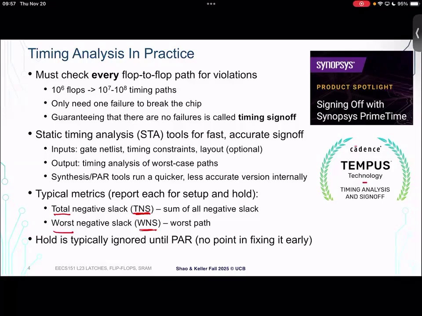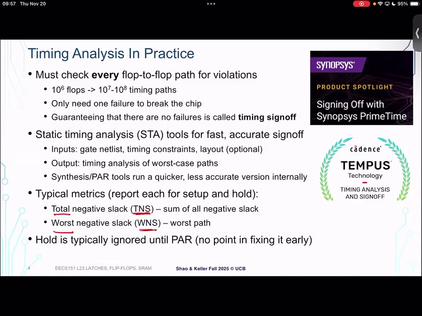Okay, questions about anything I just said about the practitioner approach? Yeah. Like you said, there's a timing sign-off. They use the static timing analysis tools for that. That's correct, yeah. They don't do it by hand. Correct, yeah. No, none of this is tractable to do by hand just because of the magnitude of the problem.